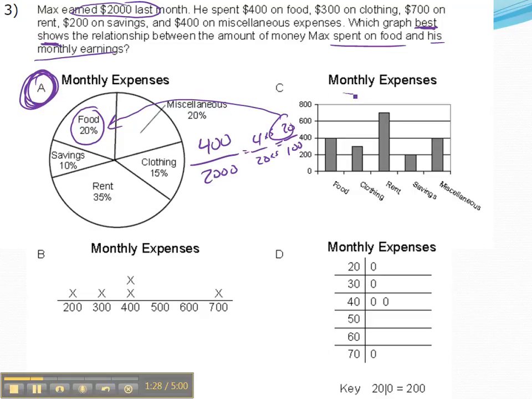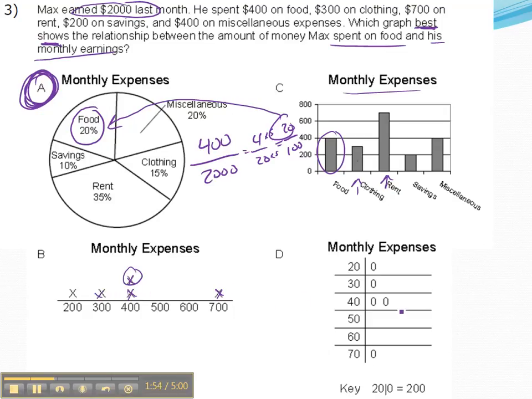Now, the bar graph in C does compare food to all the other expenses, but it isn't really comparing food to the total. That's the difference between A and C, and that's why the circle graph is better. B, we have a line plot. It shows all of the expenses. Each piece of data is represented on the line plot, but it doesn't really compare the food to the total.